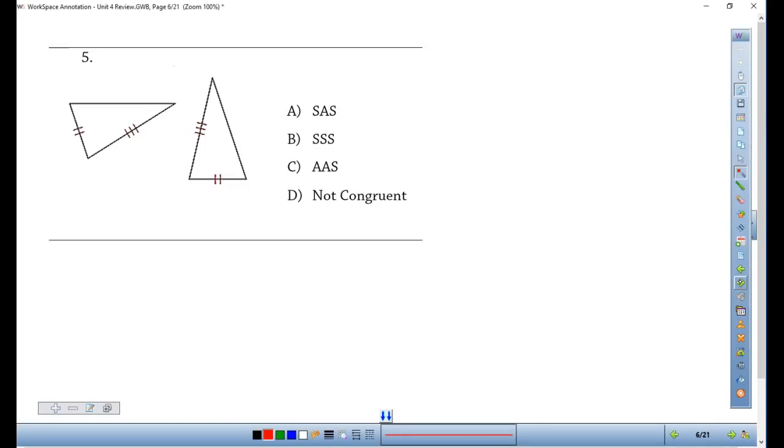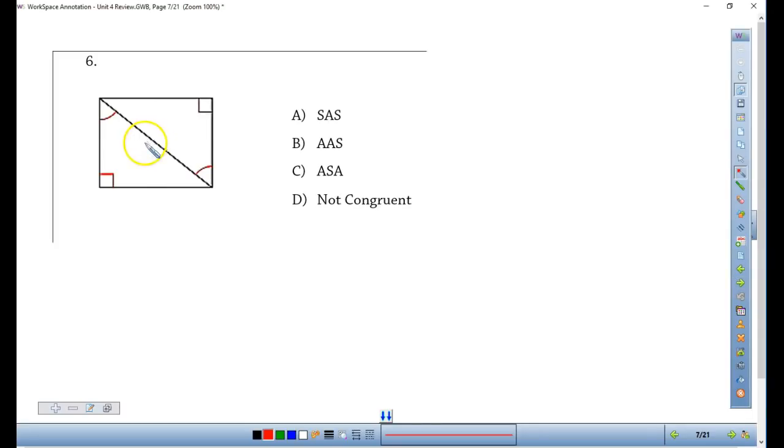Number 5, now we don't have anything shared on these triangles, so we can't add anything. We also don't have a right angle, so we can't say that we've got any kind of hypotenuse. So all we have is 2 sides. And there's no rule that just says SS, so we can't tell that these 2 triangles are congruent. They might be, but we don't have enough information.